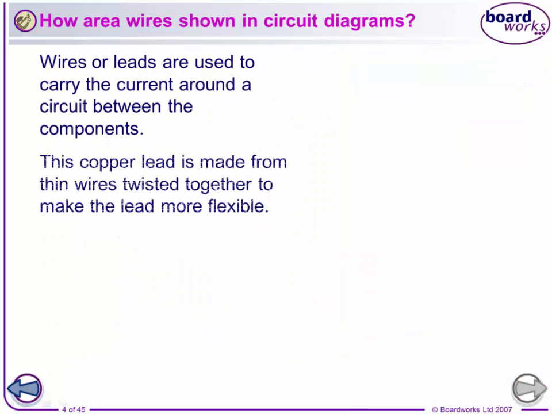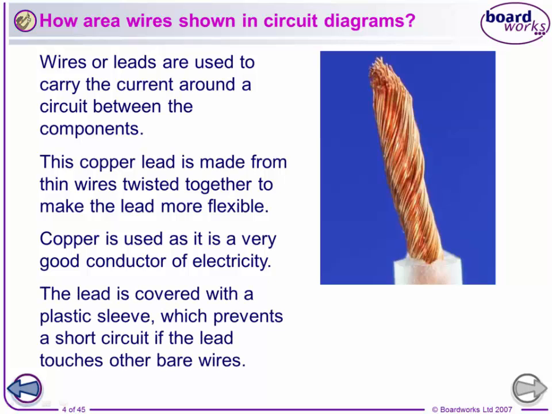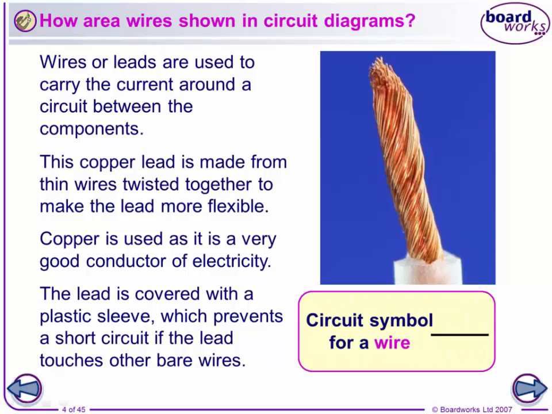So in this case here, they usually use copper as the conductor that actually takes the charges around the circuit, and it's coated in some sort of insulator, like a plastic, to actually stop it from short circuiting. Okay, that's the plastic sleeve there. And a symbol for that would be just a conductor, or a wire would just be a straight line.